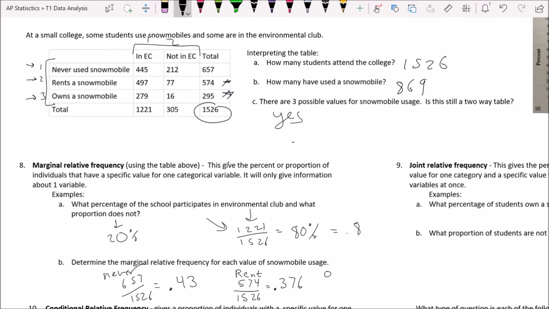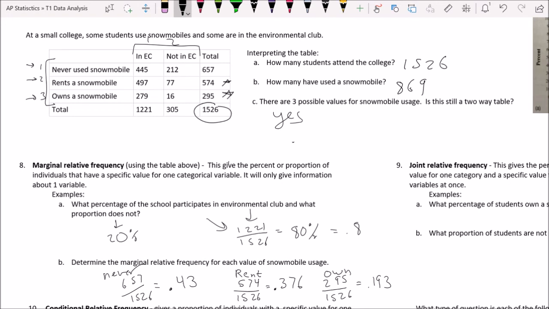And then there are some people who own. And that would be still out of 1,526. But the people who own a snowmobile, that's 295 people. So not so many, which kind of makes sense. Snowmobiles do cost money, of course. 0.193 is what I get for that. Now, because I rounded, they don't add up exactly to 1, but if I didn't round them, then they would.